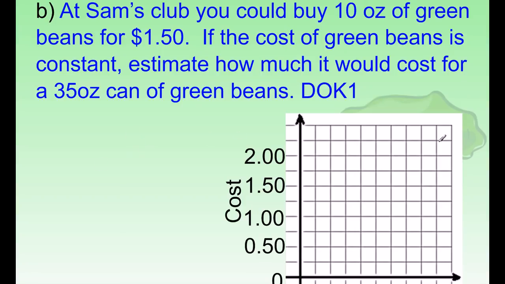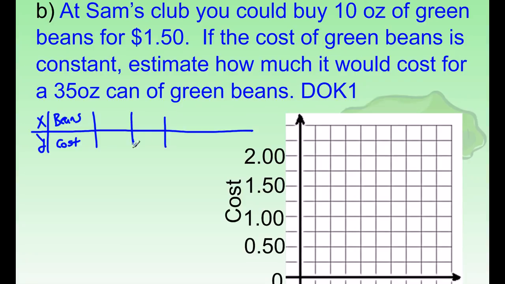All right, so I would start by making a little table. So X, Y, and the X variable would be the amount of beans. And then the cost would be the Y variable, because the more beans you add, the higher the cost, not the other way around. And so now I can just come up with some X and Y values to plug into my table.